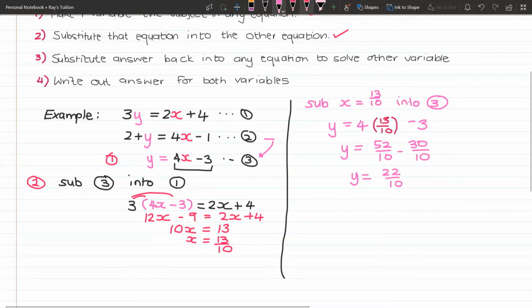The final step is to just make sure that you're clear with your answers. So our answer for x is 13 over 10, and our answer for y is 22 over 10. And there we have it. We've solved the simultaneous equation in both x and y.